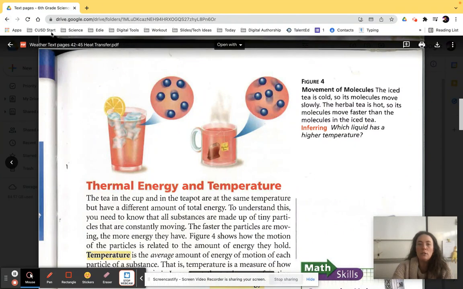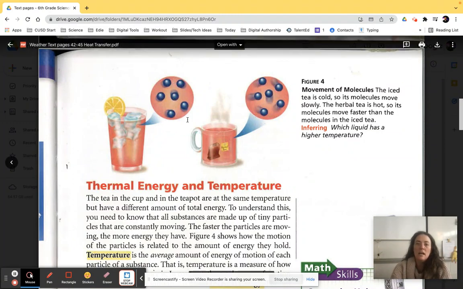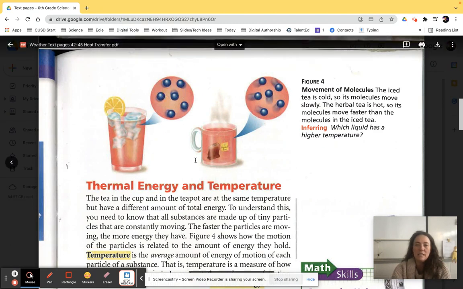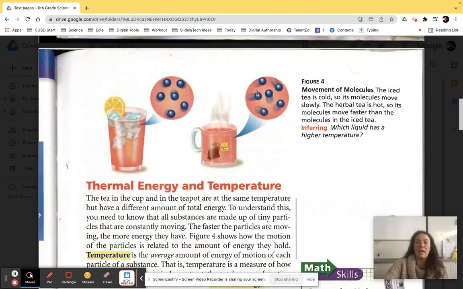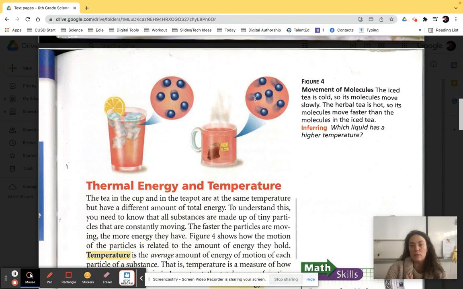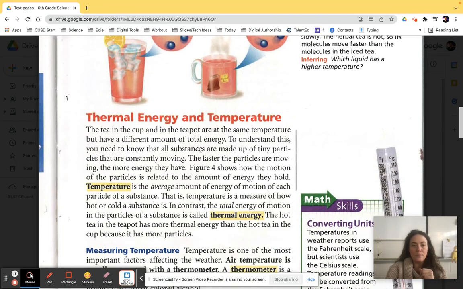And before we go on, what you'll notice here is you have this cup of iced beverage here. Maybe it's an iced tea with a lemon there, and you can see the molecules. And then you have the hot tea over here, and they show the molecules. And what they're visualizing is that the hot tea molecules have more movement because they have more energy. It says the iced tea is cold, so the molecules move slowly. The herbal tea is hot, so its molecules move faster than the molecules in the iced tea. And that's going to be a little bit of an important concept as we go on.